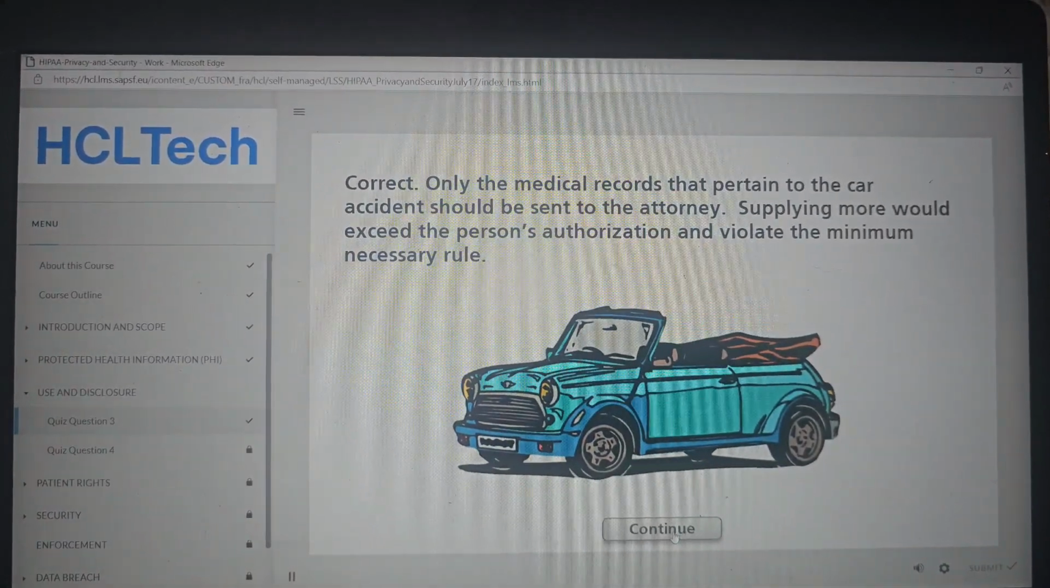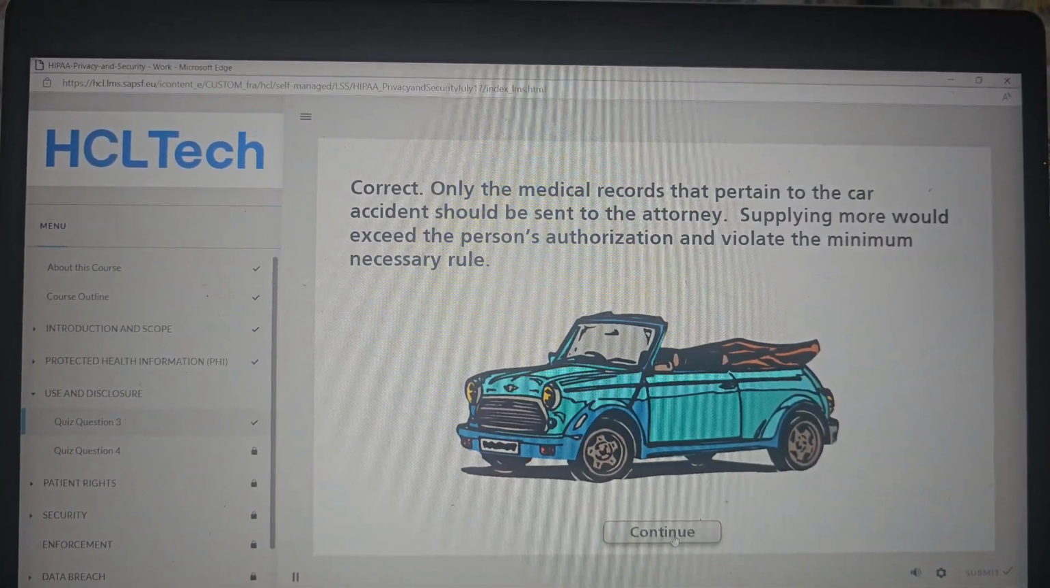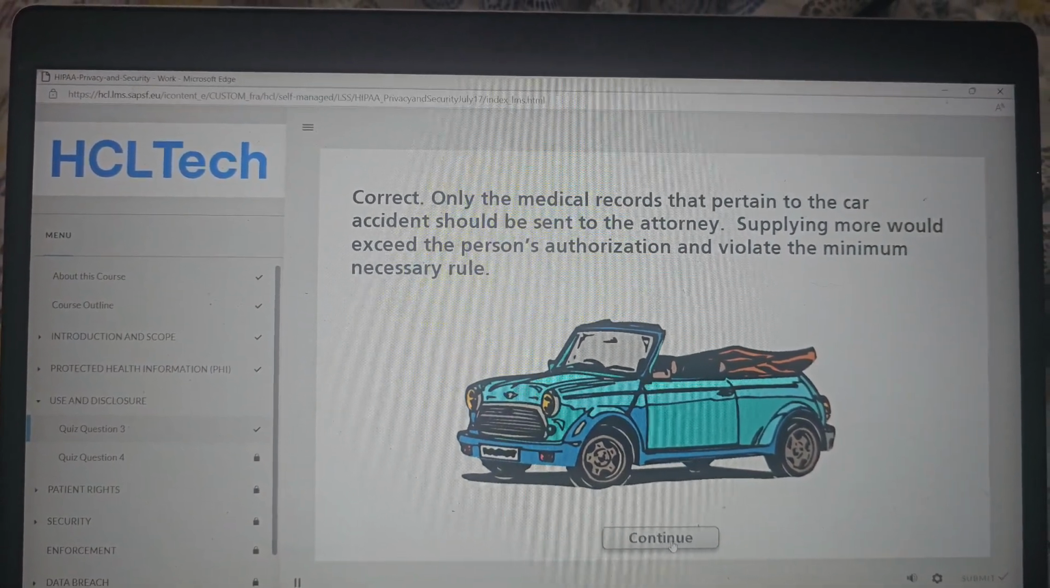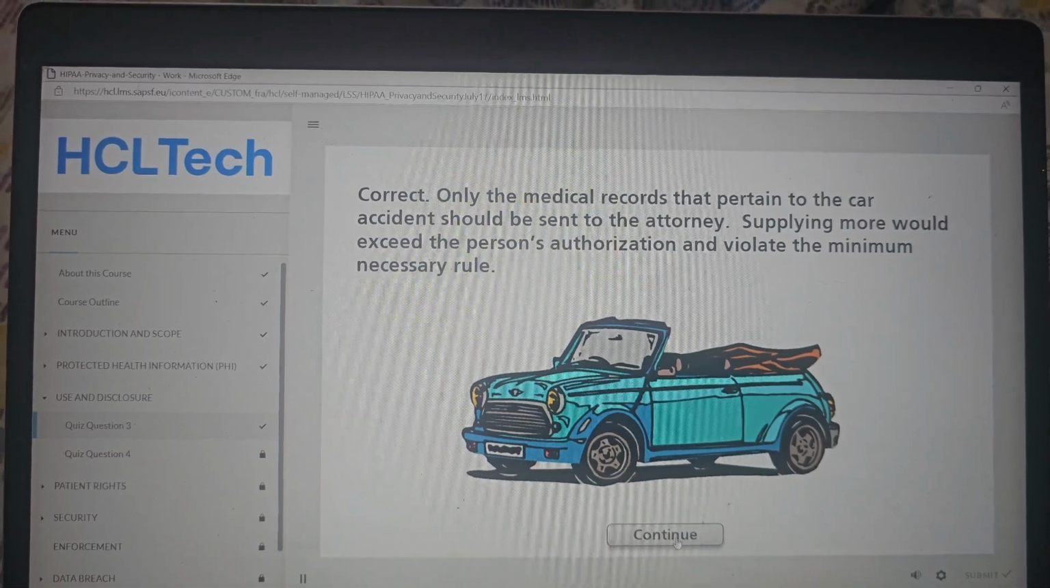Correct. Only the medical records that pertain to the car accident should be sent to the attorney. Supplying more would exceed the person's authorization and violate the minimum necessary rule.